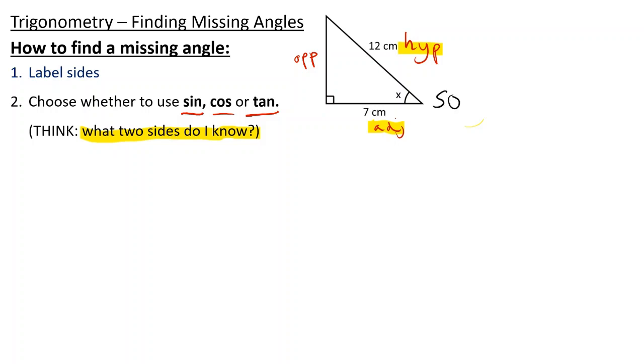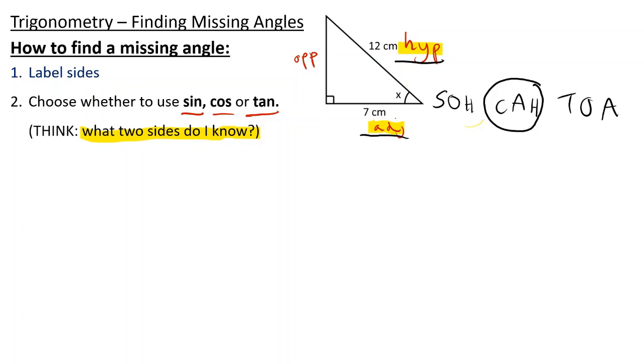I'm just going to write out SOH CAH TOA. And now at this point, because it's to do with the adjacent and the hypotenuse, A and H, it's going to be cos, because cos is A and H.